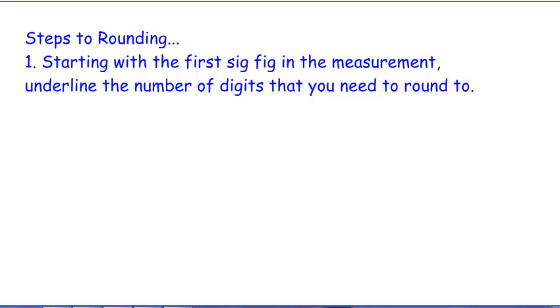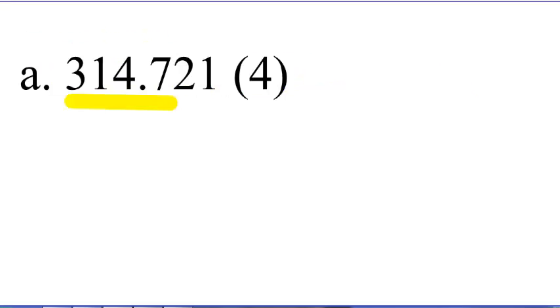Number 1, starting with the first Sig Fig in the measurement, underline the number of digits that you need to round to. For this first example, you are to round to 4 Sig Figs. Underline the 3, 1, 4, 7, as each of these are significant.